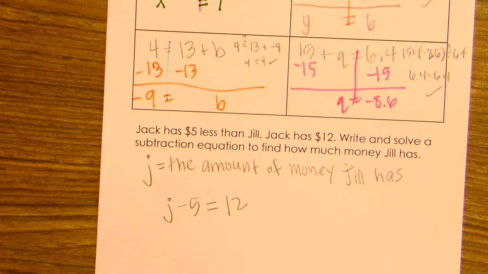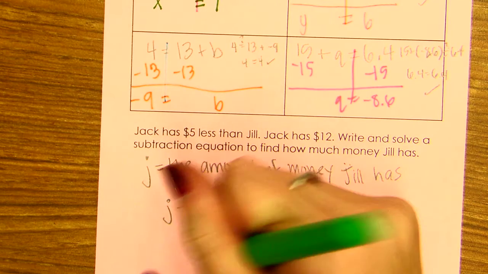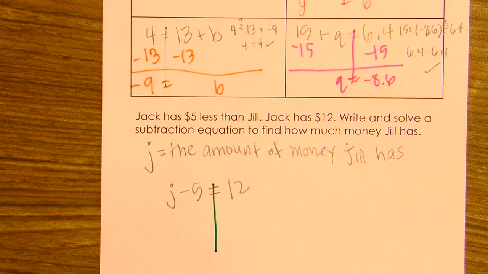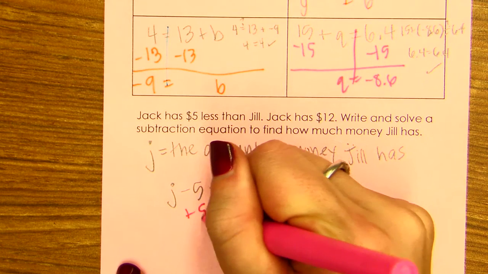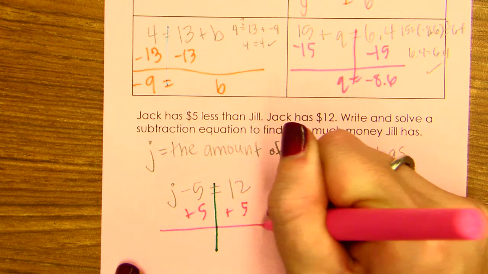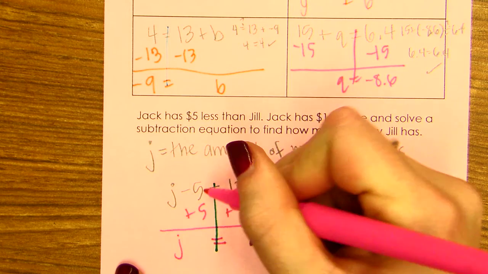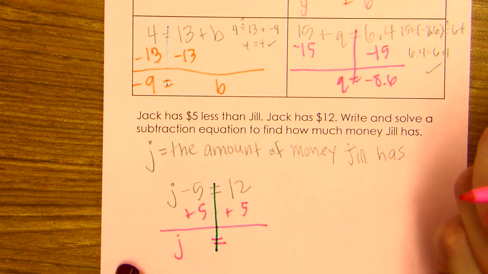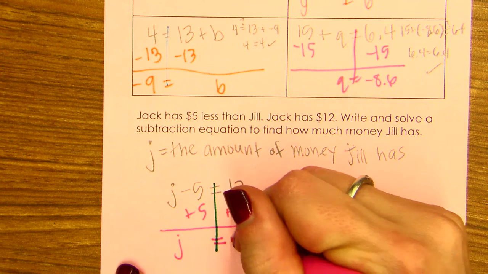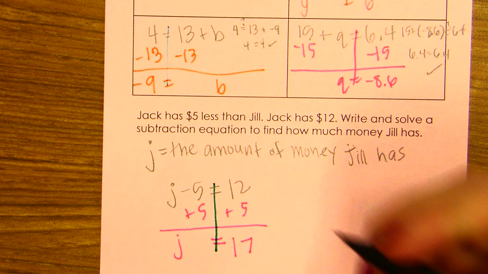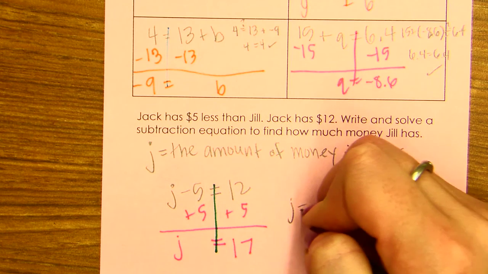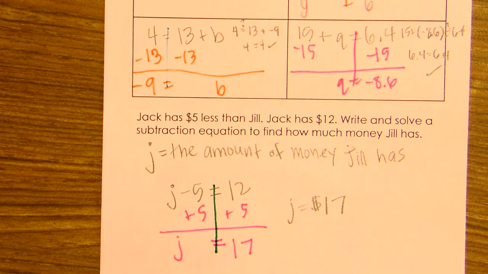I'm going to draw my line down the equal sign. And then the opposite of a negative 5 or subtracting 5 is adding 5. So I get J, and this is 0, so J is equal to 17. Then I need to put units on there, so J equals $17 because Jill has $17.